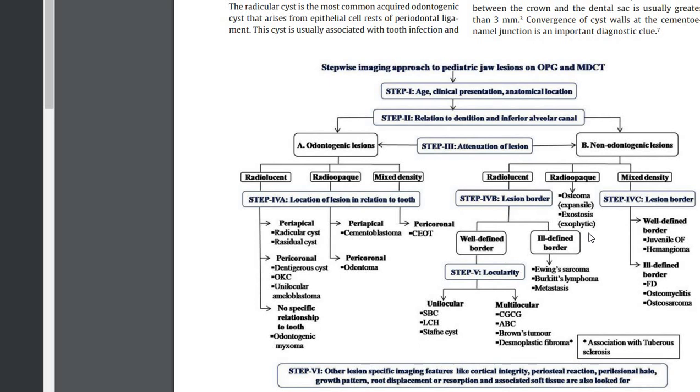We will definitely advise our doctor to have a detailed biopsy and refer this patient to an oral surgeon as soon as possible. Thank you very much.